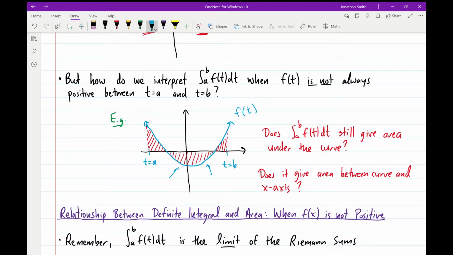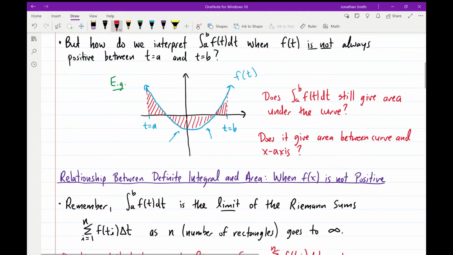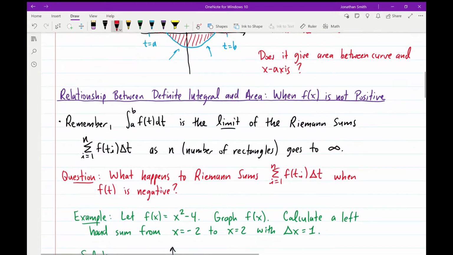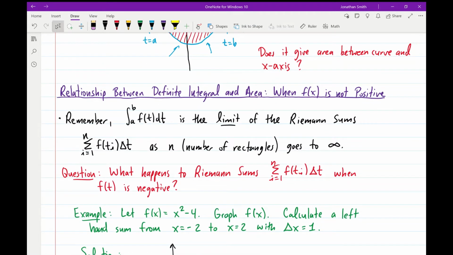So this is the topic that I want to talk about for the rest of the video. In this next section, we'll talk about the relationship between the definite integral and area, specifically in the case where f of x is negative.